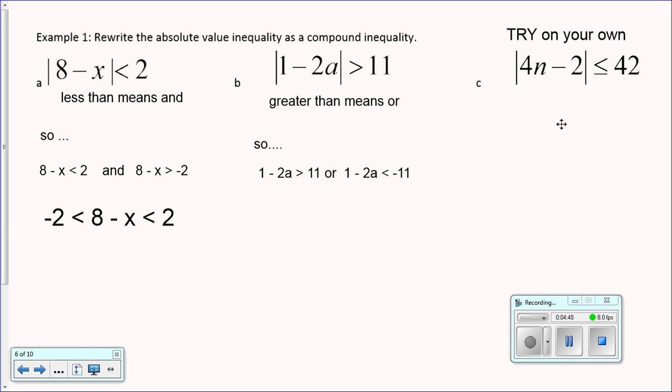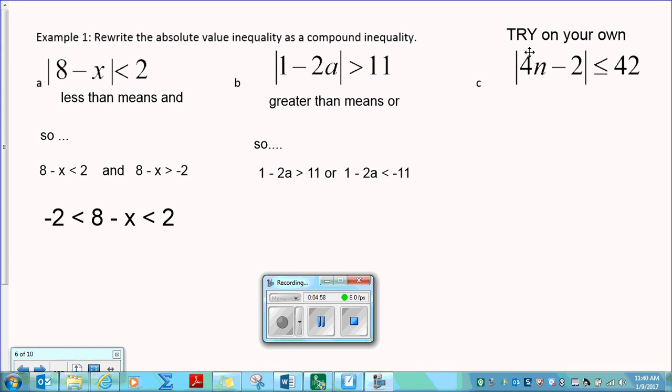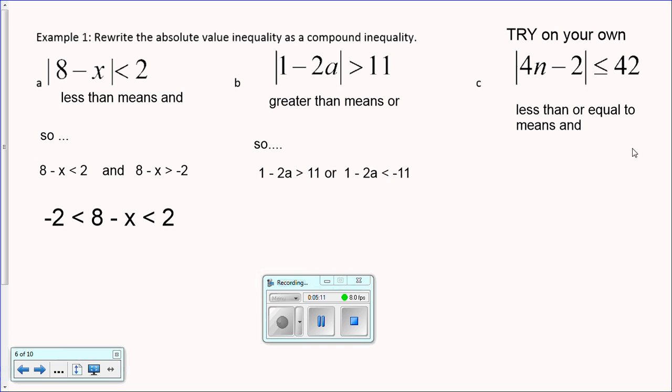So this one you're going to try on your own. Okay? Take note that it's a less than or equal to symbol. What does that mean? And what is it going to look like? Go ahead and try this one on your own, and when you come back, I'll have the answer. Okay, so less than or equal to means it's an and statement.